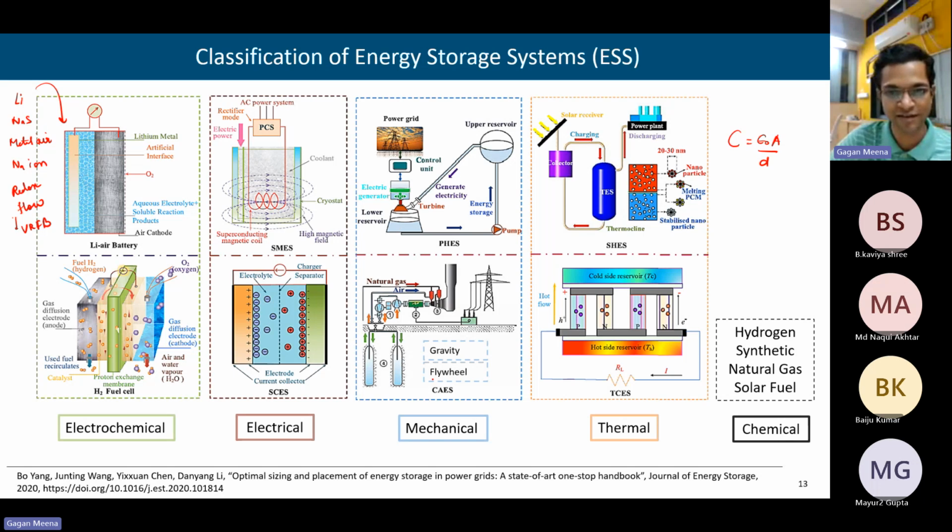Then the next category is mechanical, and in mechanical we have different types of energy storage. The most widely used energy storage in the mechanical category is pumped hydro. Presently, in terms of installed capacity, pumped hydro is the dominant technology used. It's an old technology. In India also we have many pumped hydro energy storage plants, and many new ones are under construction. Tehri is a 1 gigawatt pumped hydro energy storage power plant.